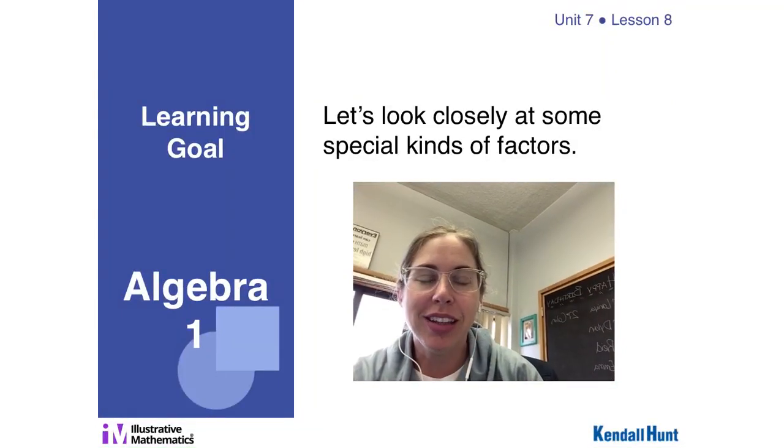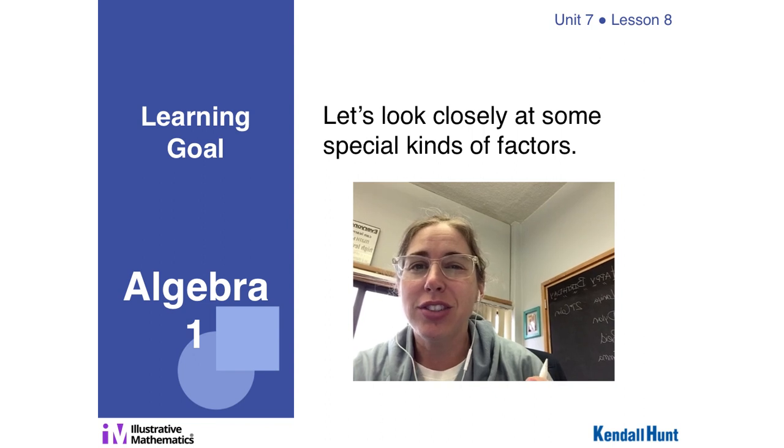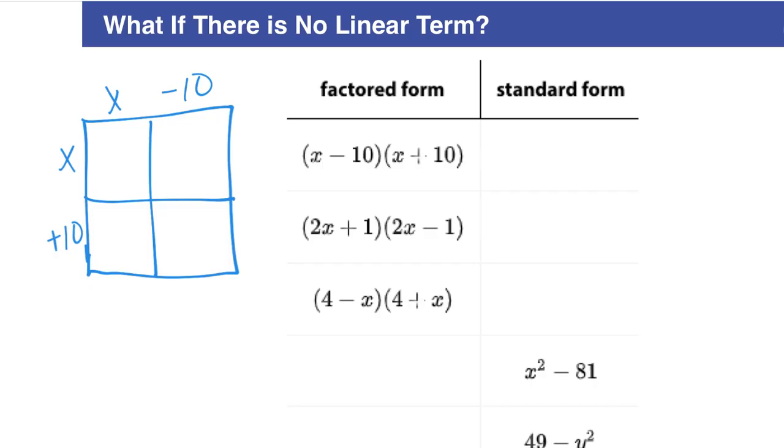Hi, Algebra 1. In Lesson 8, we're going to be doing some more factoring here with factors that end up looking a little bit different than what we've seen. Here we go. We're going to skip to the activity called What If There Is No Linear Term? And I'm going to show you what this means with our first example.